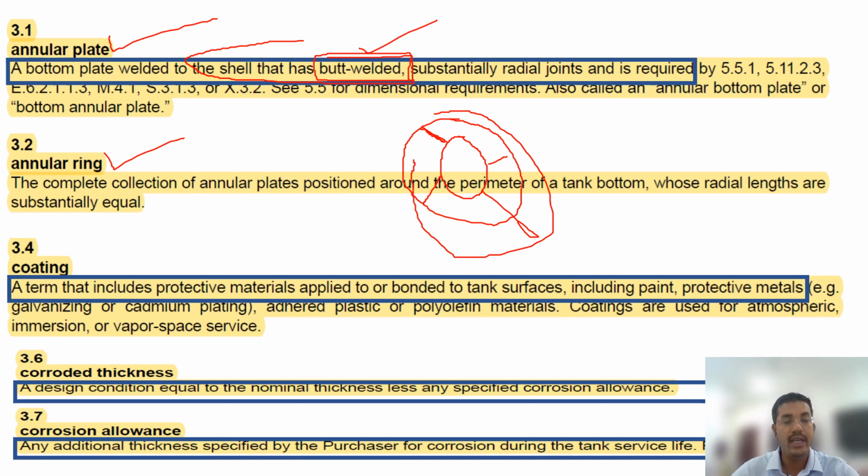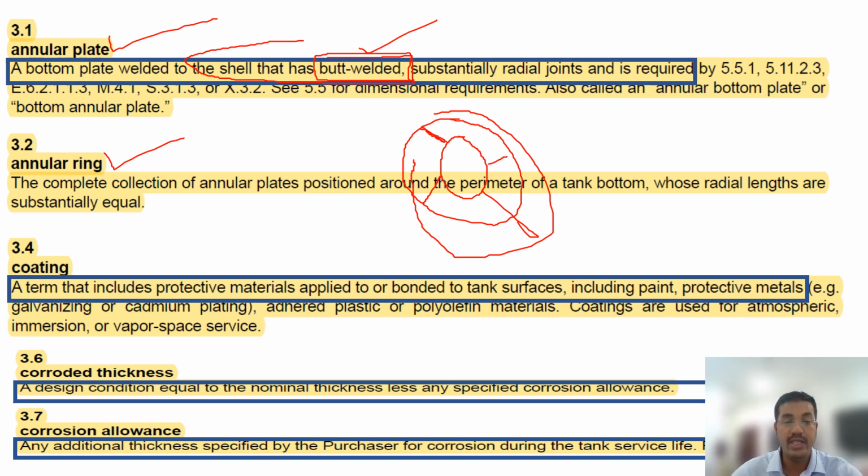Coating: a term that includes protective material applied to or bonded to the tank surface, including paint and protective materials, is called coatings. Coating and painting. Why coating and painting? Painting shows some aesthetic view. Coating gives corrosion resistance only. Corroded thickness, that is very important.